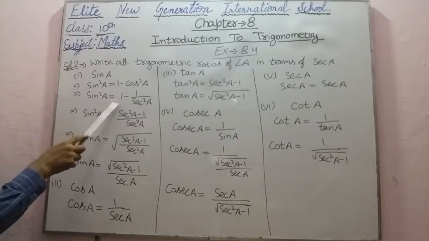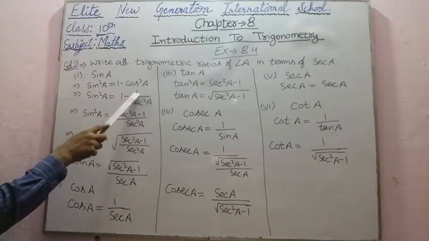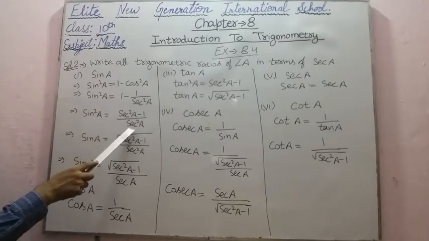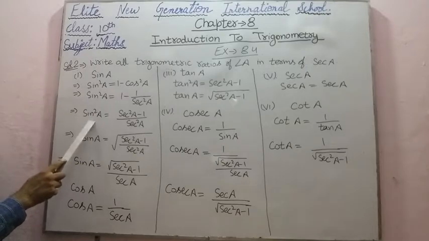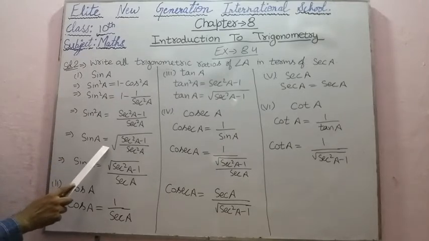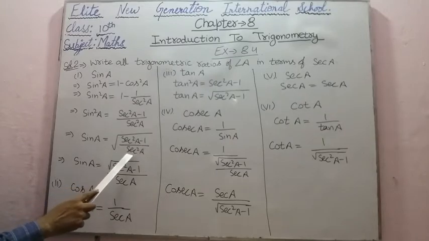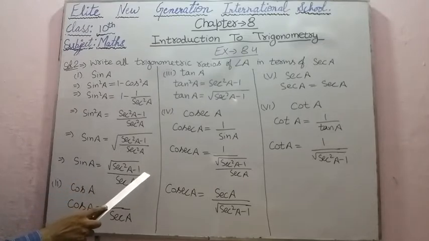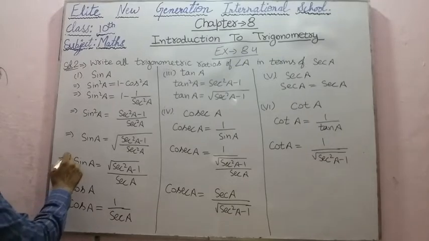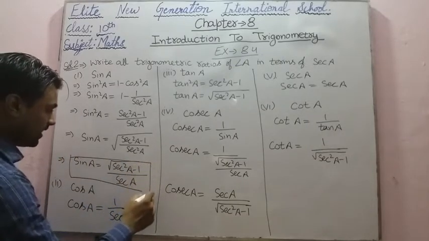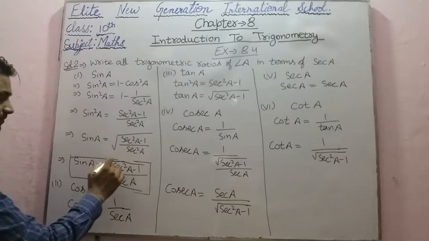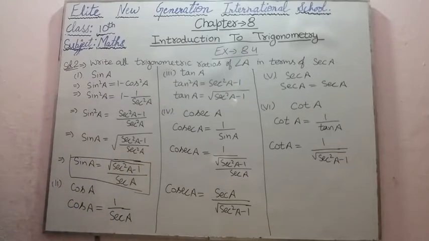So here sin square A equals 1 minus cos square A, and in place of cos square A we can write 1 upon sec square A. By taking the LCM it becomes sec square A minus 1 upon sec square A. For finding the value of sin A, we take the square root. So sin A equals under root sec square A minus 1, upon under root sec square A, which becomes sec A. In this way the value of sin A is under root sec square A minus 1 upon sec A. So in this way we can convert sin A into sec A.